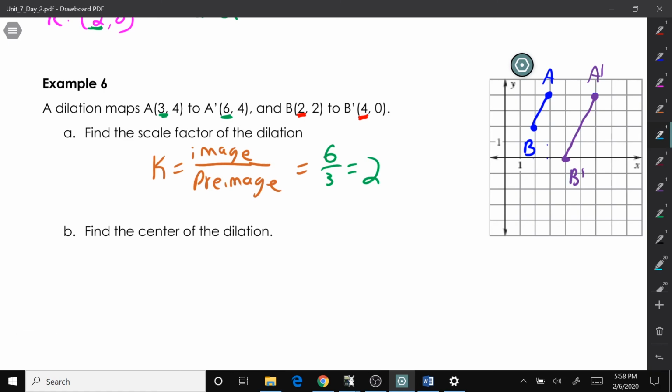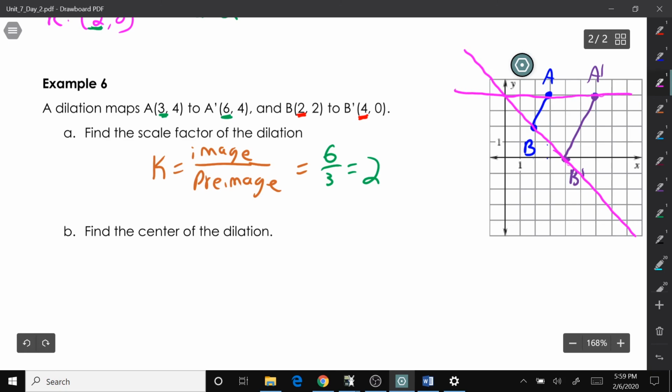Alright, so now to find the center of dilation, and it might help to have a ruler to do this in the future, we need to connect B and B prime, but keep going. So I connect it and I keep going. I'm going to do the same thing for A and A prime. Connect them and keep going. So my center of dilation is right here at 0, comma 4.